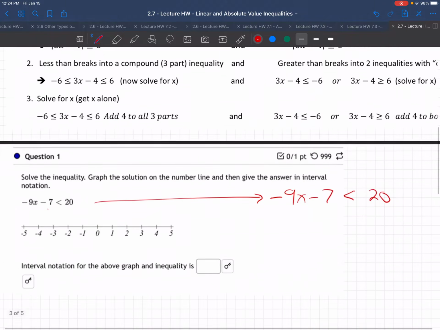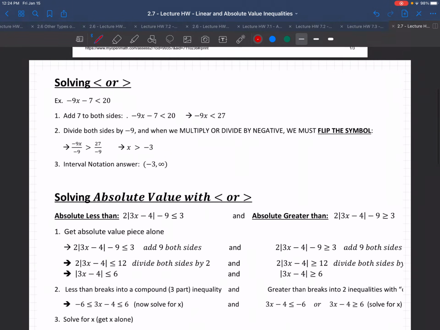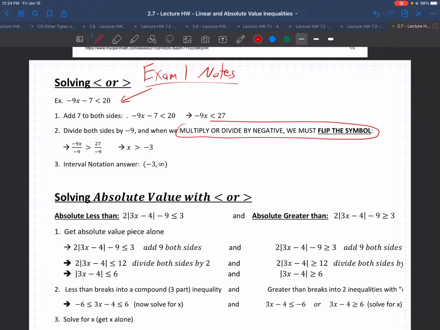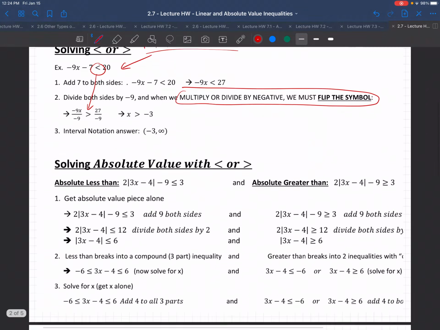Let me again call your attention to the exam 1 notes, which are at the top of the Unit 1 module in our Canvas course shell. I'm showing how to solve this exact problem. And notice here's the key part. When we multiply or divide by a negative, we must flip the symbol. That's the trick. See how the symbol gets flipped right there? So that's what we got to pay attention to.